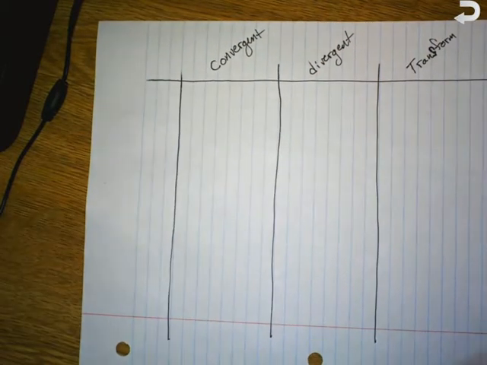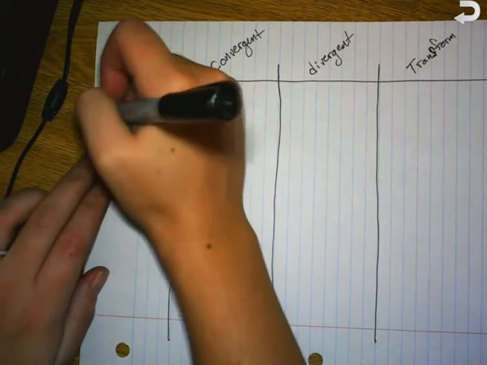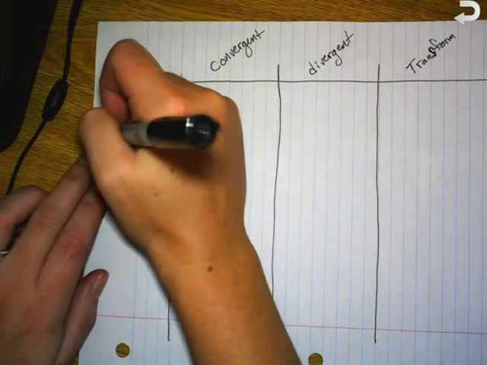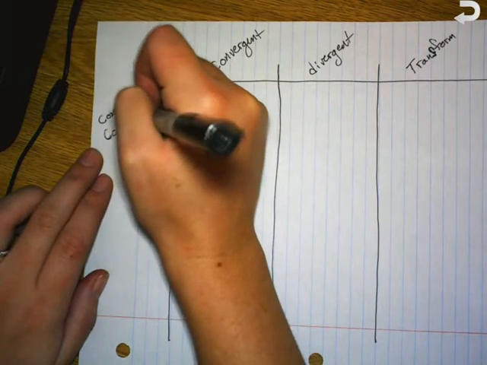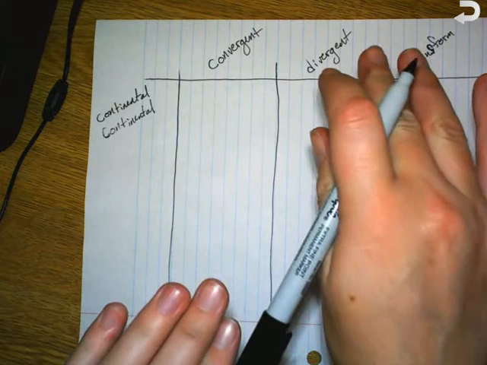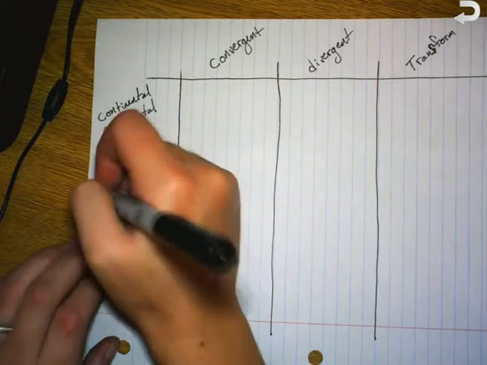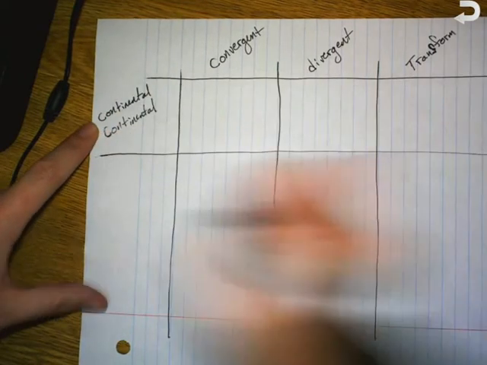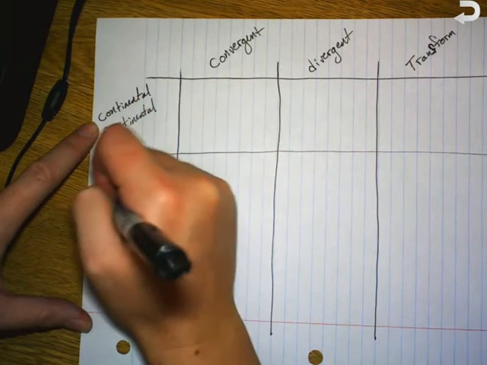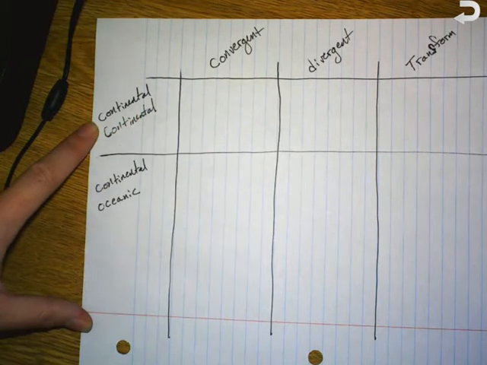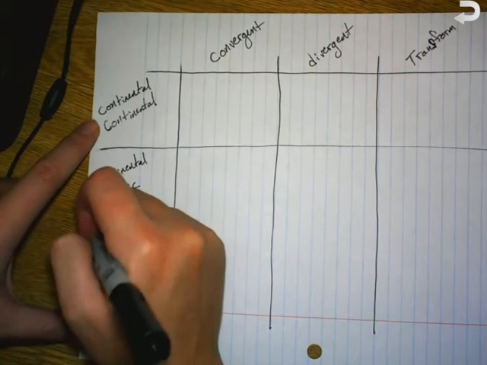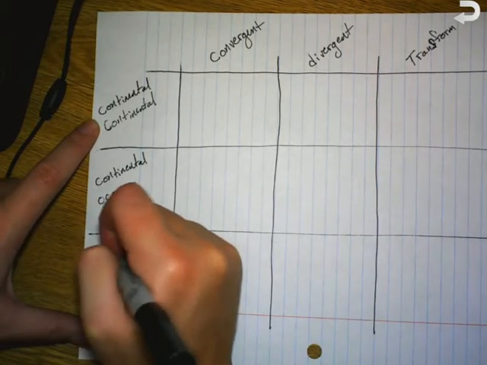Okay, so we're going to look at what happens when continents, so a continental plate and a continental plate, collide, diverge, or transform, so move past each other. And we're going to look at what happens when a continental and oceanic plate come together. There you go. And lastly, two oceanic plates.